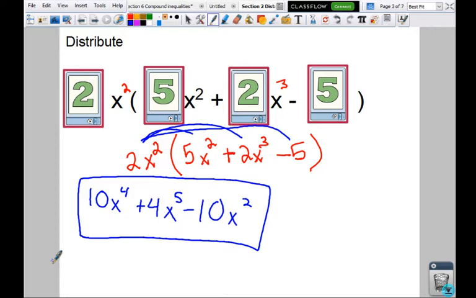Alright. Second half of our lesson is going to help us get ready. We are going to eventually, in a couple of days, be doing the opposite of distributing. So, we distributed this 2x squared and we got this. Eventually, we're going to take this and work backwards to get this 2x squared out here. And we're just going to start learning that process here.